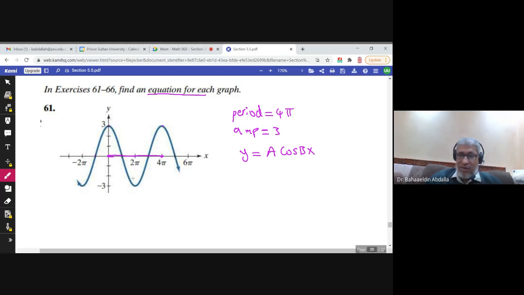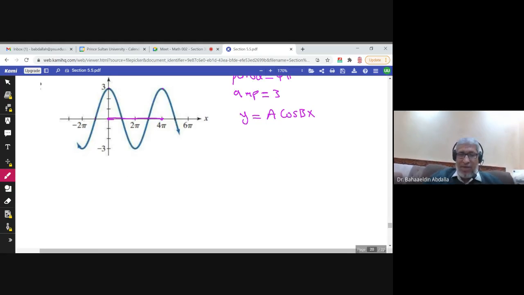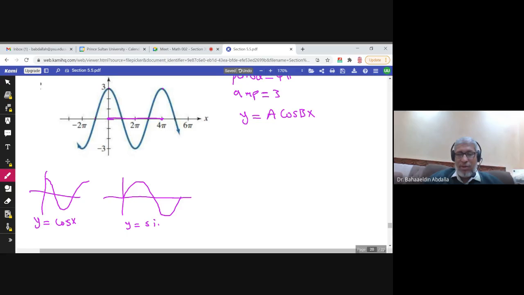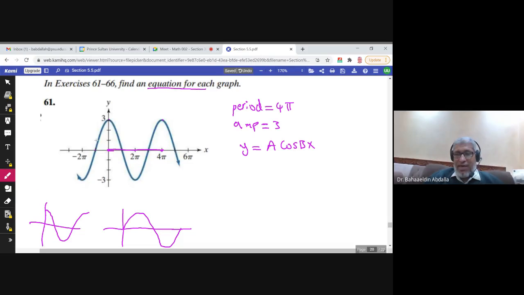If you know the two graphs, you should always remember that the graph of cosine is like this, and the graph of sine is like this. If you remember these two facts, you will know that this is cosine and this is sine. You need to remember this fact. So this is a positive cosine. So A here is 3. The amplitude is 3 and A is 3, positive.